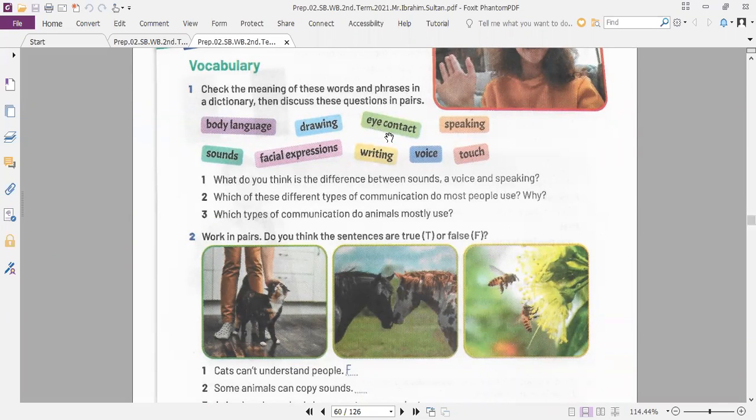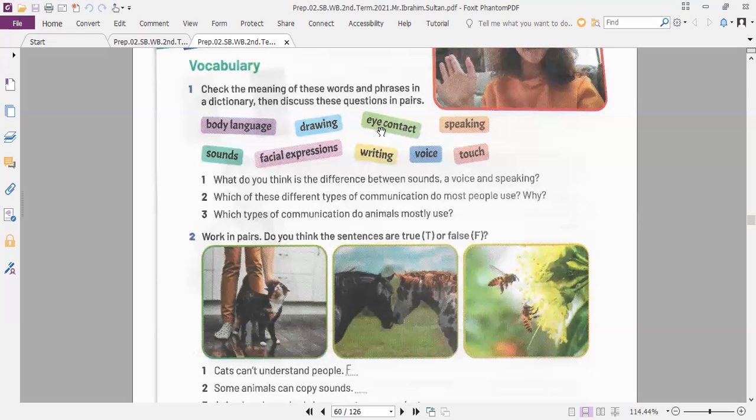What do I mean by eye contact? Can you tell me what I mean by eye contact? Eye contact with eyesight. Yes. If two people are making eye contact, they look at each other at the same time. This is what I mean by eye contact. They look at each other directly. Okay.